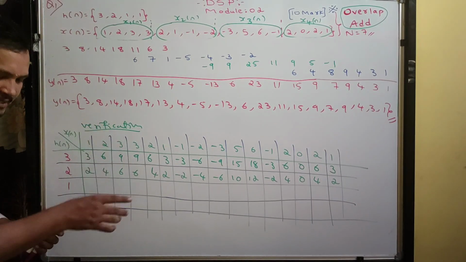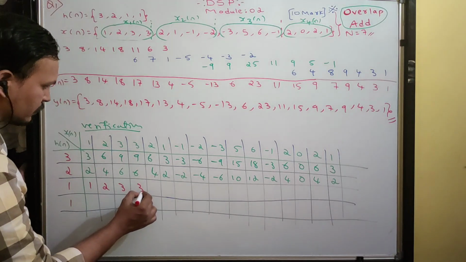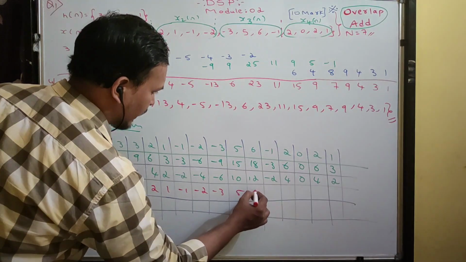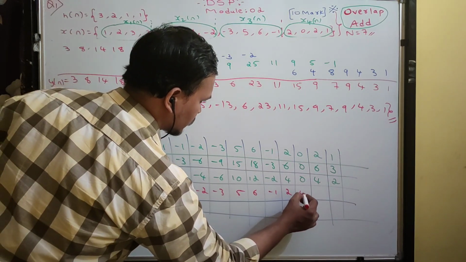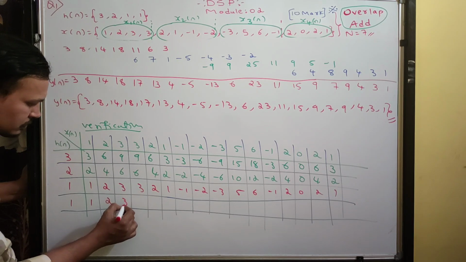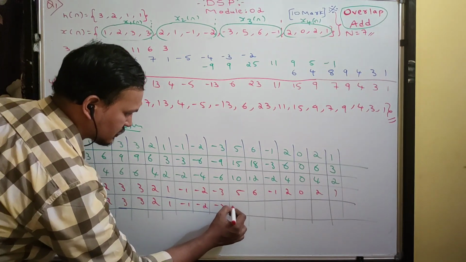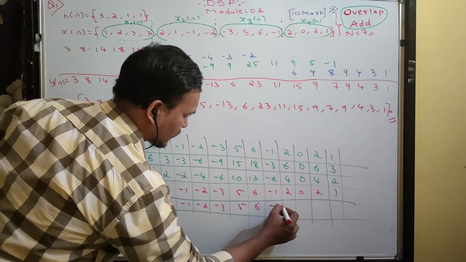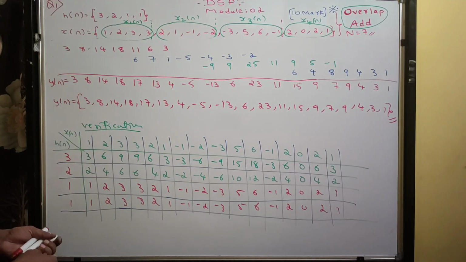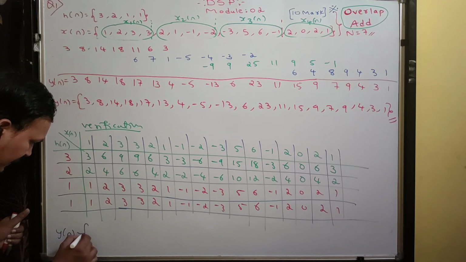1 into this, you will get same numbers. 1, 2, 3, 3, 2, 1, minus 1, minus 2, minus 3, 5, 6, minus 1, 2, 0, 2, 1. Once again you write the same thing. Okay, got it? So now output y of n I am going to write here.